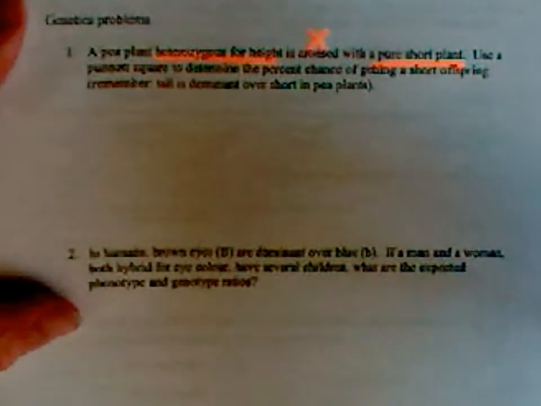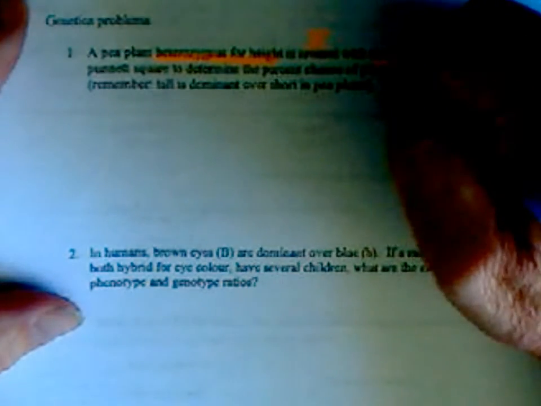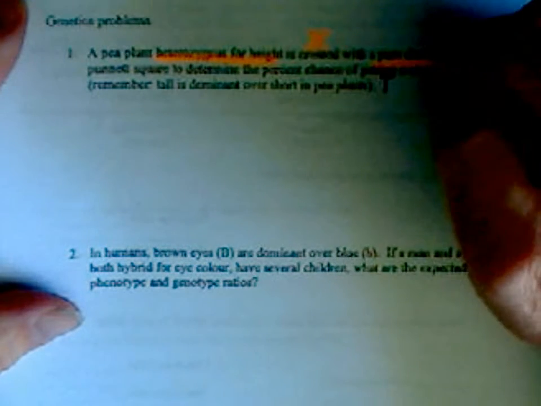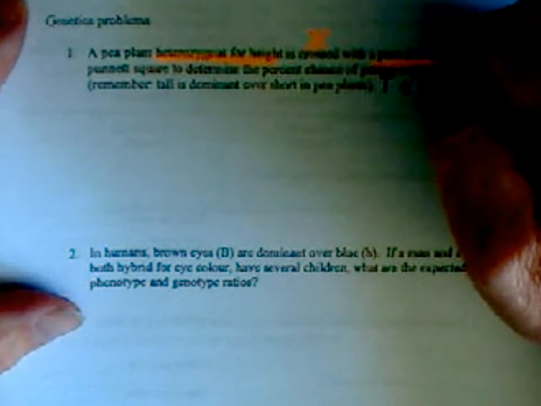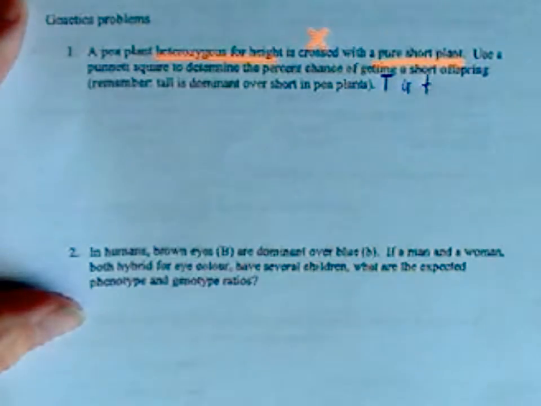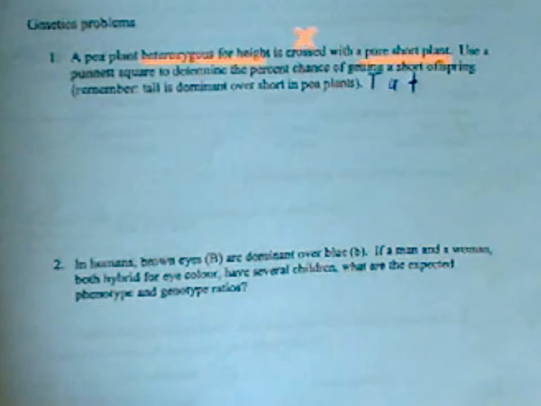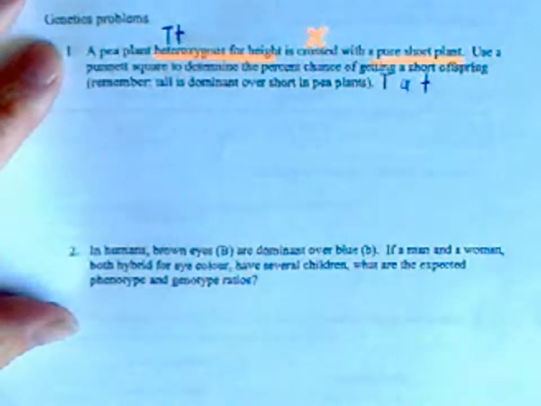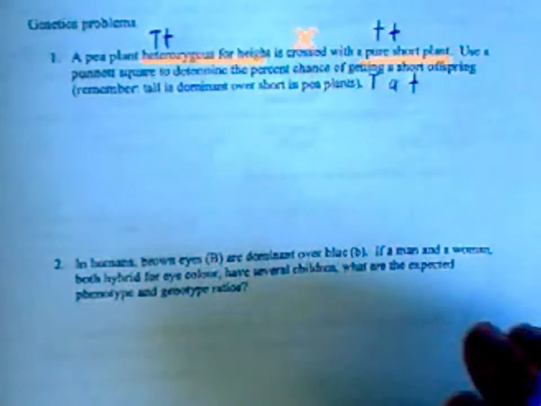Remember, tall is dominant over short, and also remember we're going to use either an uppercase T or a lowercase t. Okay? So we're going to decide, what do we have? Heterozygous, that means the gametes are different, so that's one upper and one lower. Pure short, the uppercase allele is the dominant, so the lowercase allele is the recessive or the short.